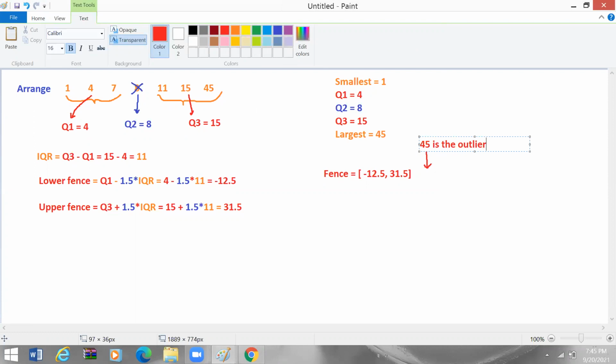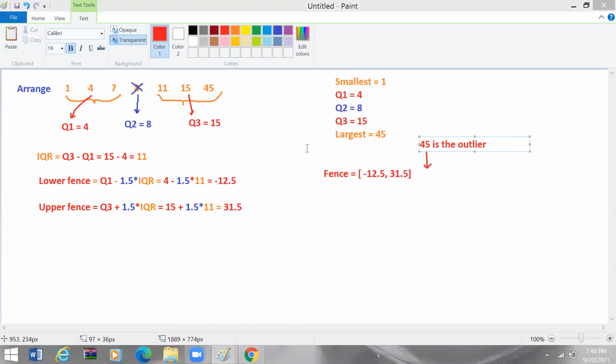We have to find a value less than negative 12.5 or greater than 31.5. Yes, but definitely 1 is safe because 1 is not going out of the boundaries. So you can see that 45 is the jump. If we go from 1 and then the next value was 64, for instance, then 64 would definitely be the outlier because the difference is so big compared to a few values earlier.